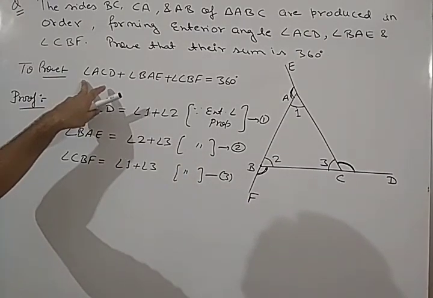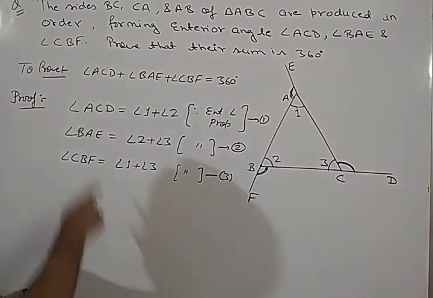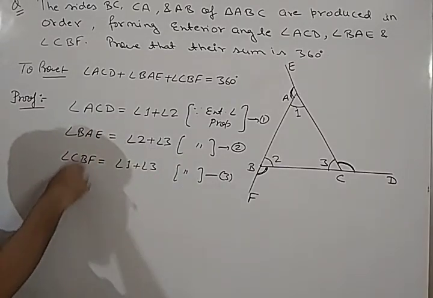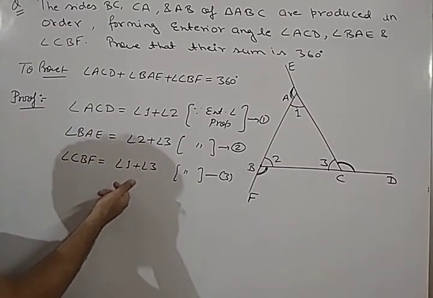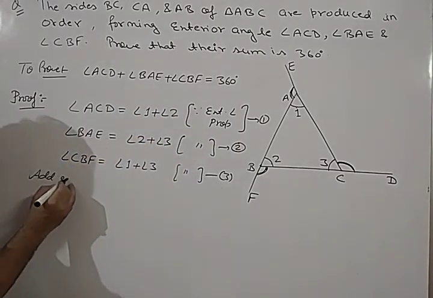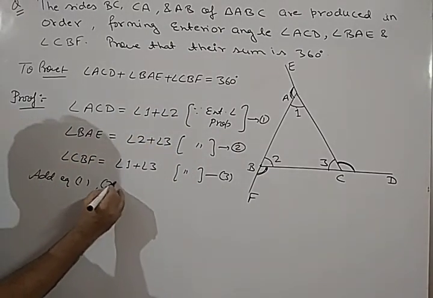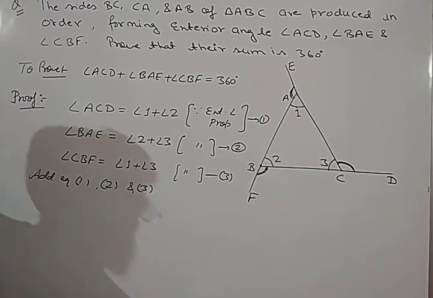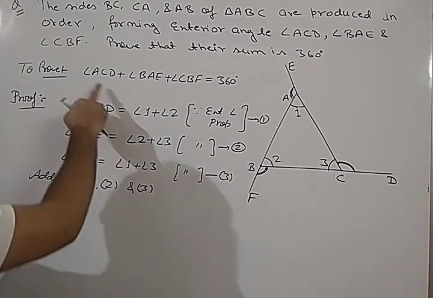Now what we have to prove? We have to get the sum of these 3 angles: angle ACD, angle BAE, angle CBF. So simply we will add these 3 equations. Add equation 1, equation 2 and equation 3. Simply adding these 3 equations, we will get the left hand side.